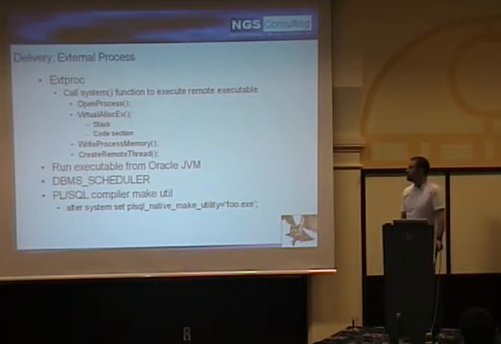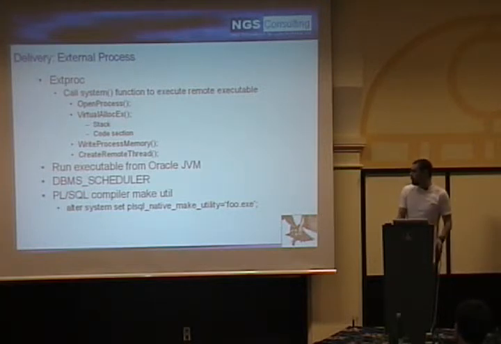So if we look at external processes as a delivery mechanism, we could use external procedures, for example. Call the system function to load an executable over the network. That executable would call OpenProcess on the Oracle process. Call VirtualAllocEx, this is obviously on Windows, by the way, if you're wondering, to allocate memory in the Oracle process. We need space for the stack and the code itself. We then write into the Oracle process using WriteProcessMemory, and then CreateRemoteThread. But basically what we do is point the thread to the beginning of the code section. And then off it goes, and you can do whatever you want to do.